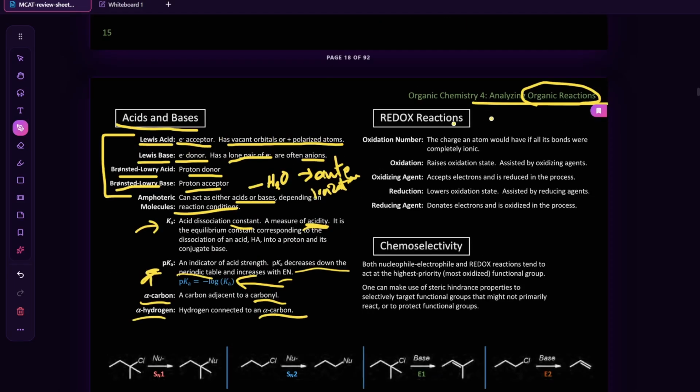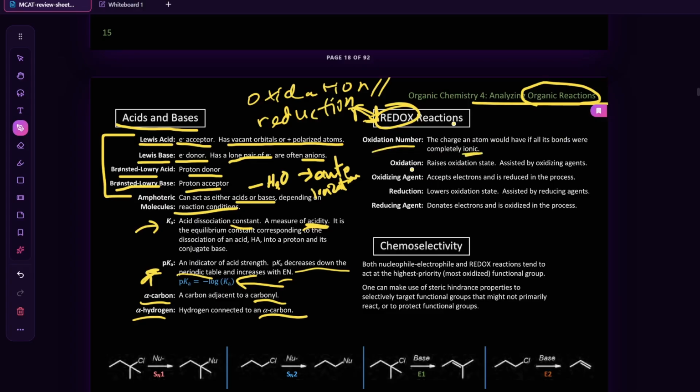Redox reactions are oxidation and reduction reactions. Now you're thinking, okay, why do they have to combine oxidation reactions and reduction reactions together? It's because they occur together. There's no way they can occur separately, right? Because they're occurring together, they just combine them to say redox. And the oxidation number is the charge an atom would have if all the bonds were completely ionic.